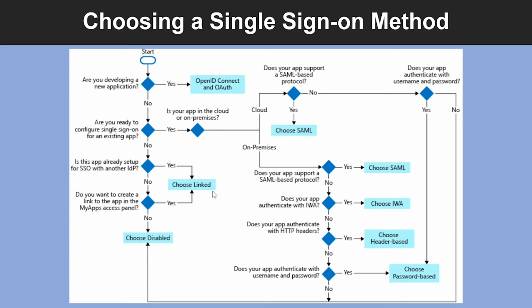So, when can you choose the linked method? You can choose linked sign in when the application is configured for single sign on in other identity provider service. So, when can you choose disabled? You can choose disabled single sign on when the app isn't ready to be configured for single sign on. This mode is the default when you create the application.